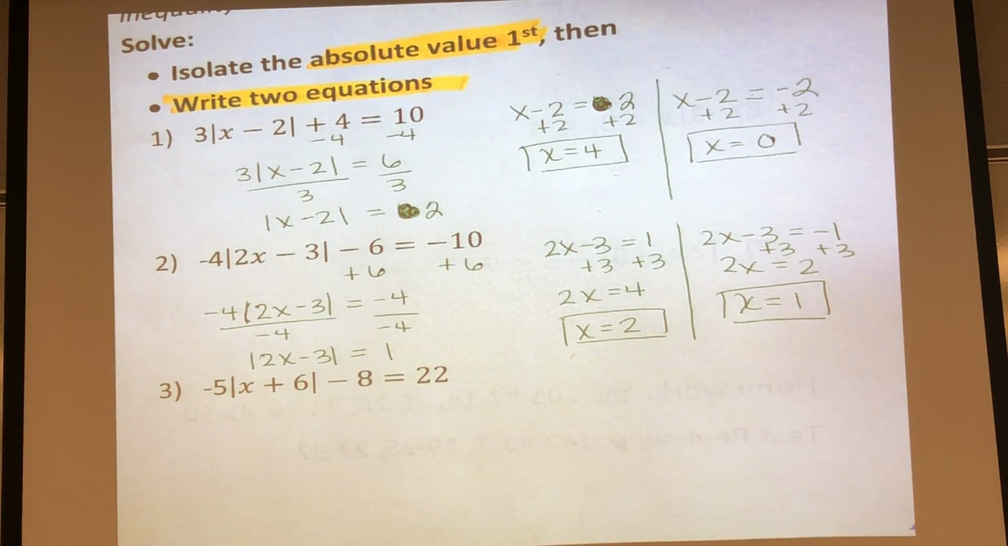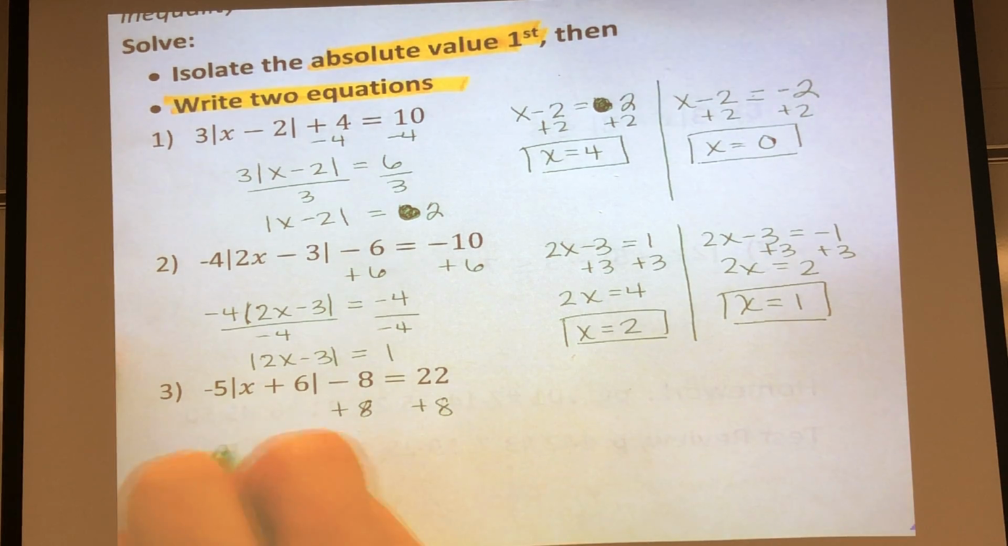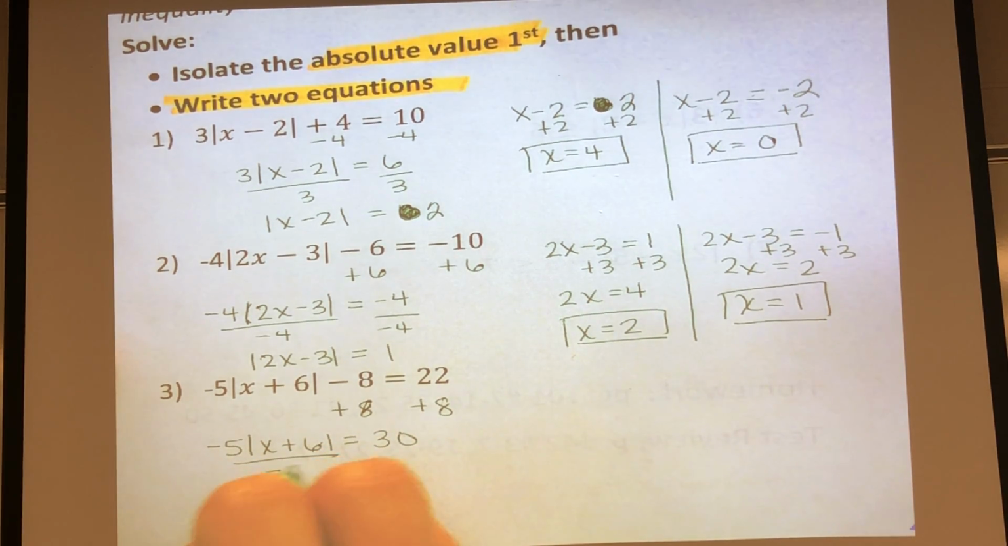All right, same thing on number 3, trying to get the absolute value by itself. Start by adding 8 to both sides. So we have negative 5, absolute value x plus 6 equals 30. Divide both sides by negative 5. Absolute value of x plus 6 equals negative 6.